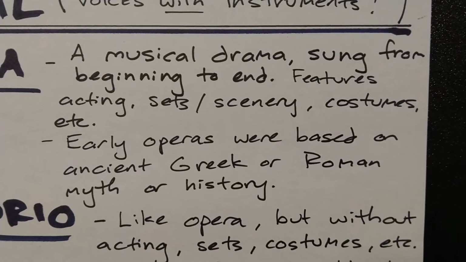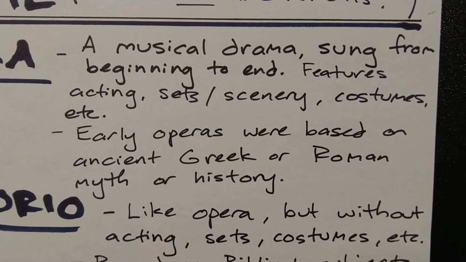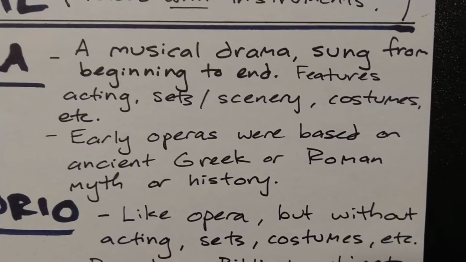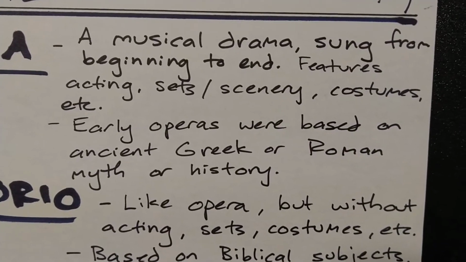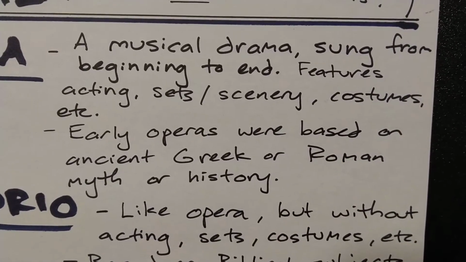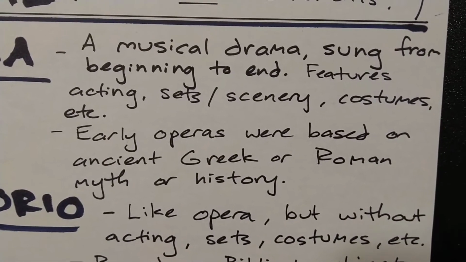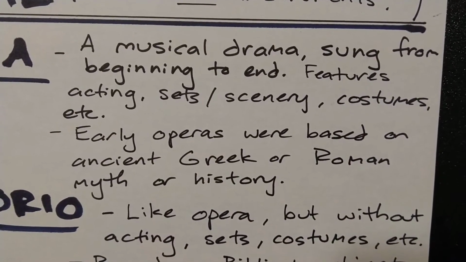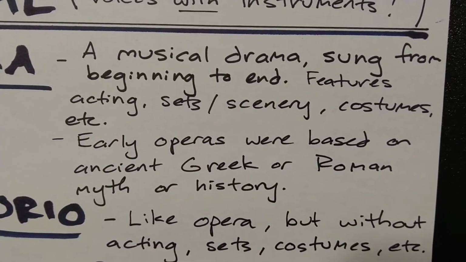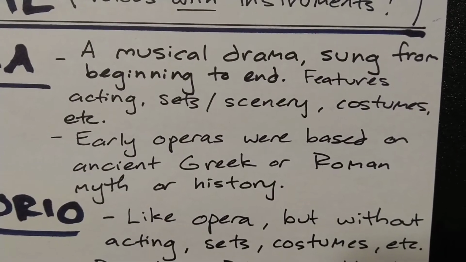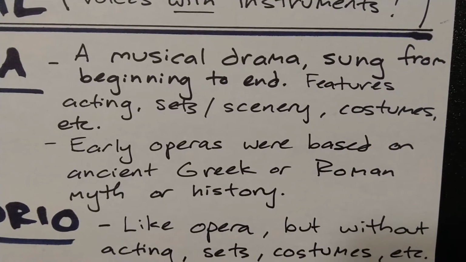And early operas tended to be based on ancient Greek or Roman myth or history, because remember, opera was invented by these late Renaissance humanists who were really into Greek and Roman culture, and their whole idea was to reinvent Greek drama, a modern form of Greek drama, modern for around the year 1600, in Italian rather than Greek, but otherwise staying true to that original conception.